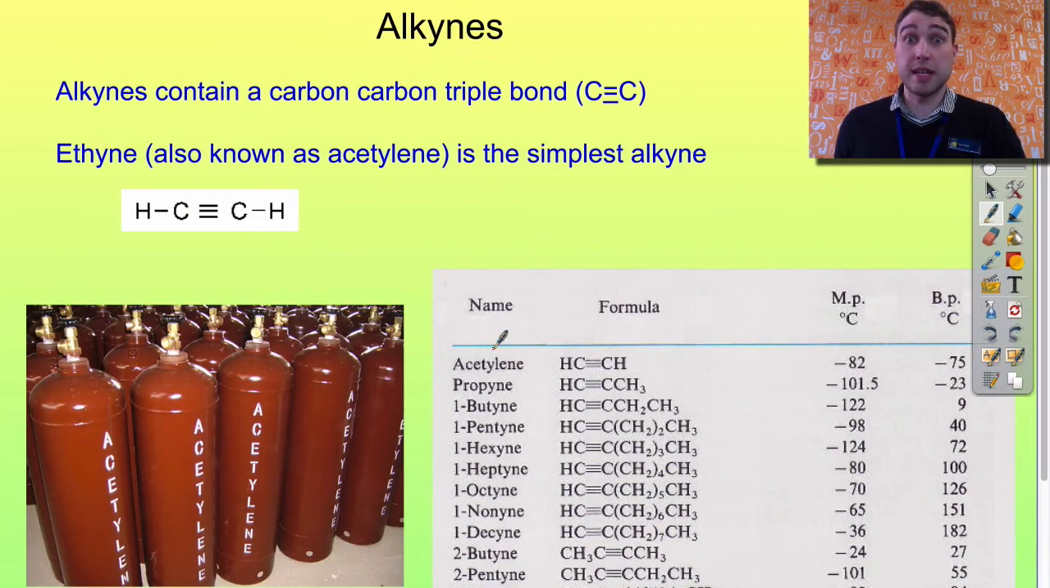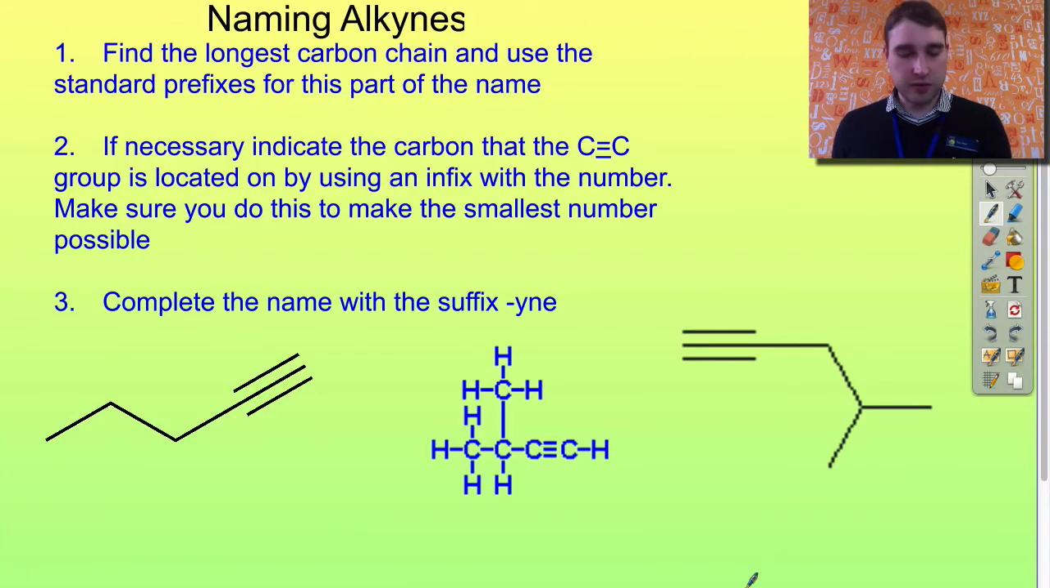Next group we're going to look at is the alkynes. They contain at least one carbon-carbon triple bond. So here's an example here in acetylene. Acetylene is poorly named. It should be called ethyne. When we're naming these, just follow the rules again. There's no extra complications in here really. It's just finding the longest chain, an infix indicating which carbon the triple bond starts at, and completing with "-yne".